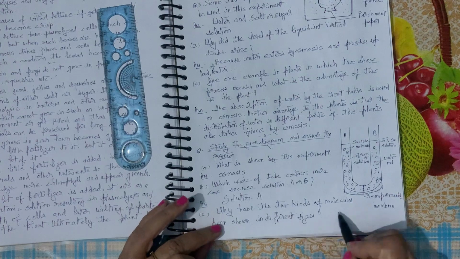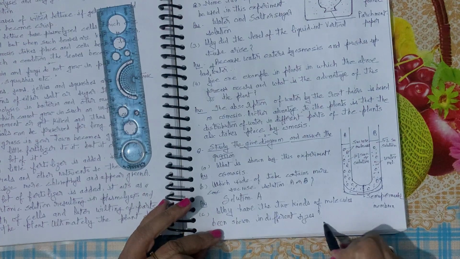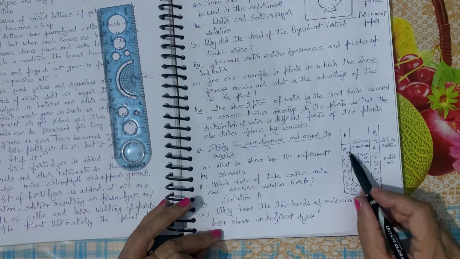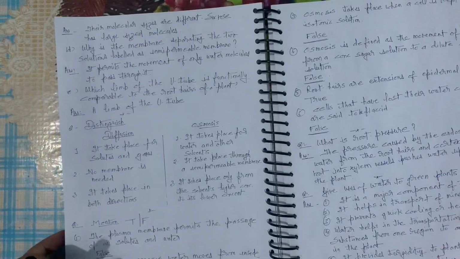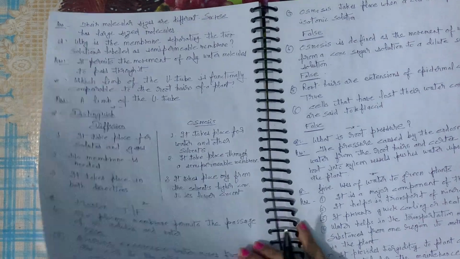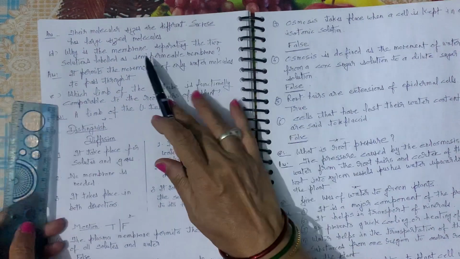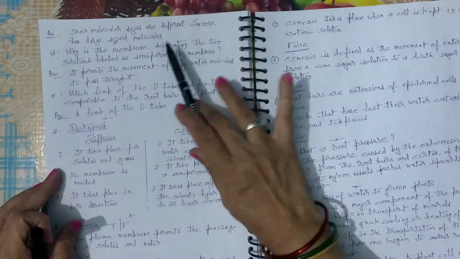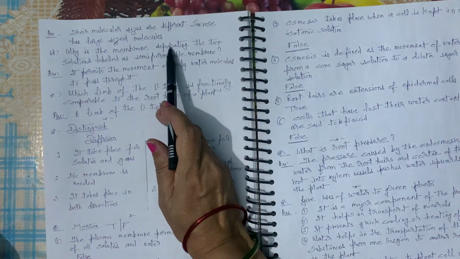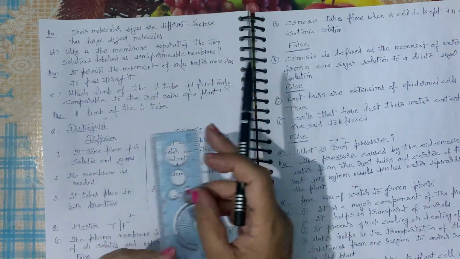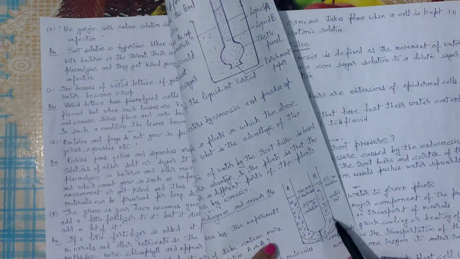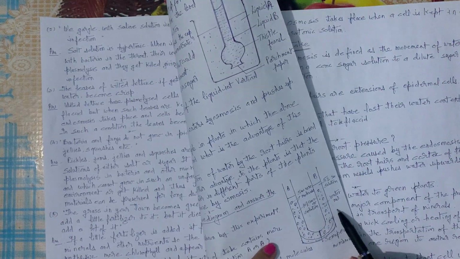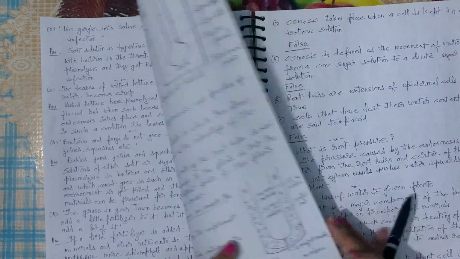Why have the two kinds of molecules been shown in different sizes? Because the different molecules shown have different molecular sizes. Sucrose has a large sized molecule, so it is shown by the bigger dots, as you can see over here. Water has the smaller molecular weight, so it is shown by the smaller dots.